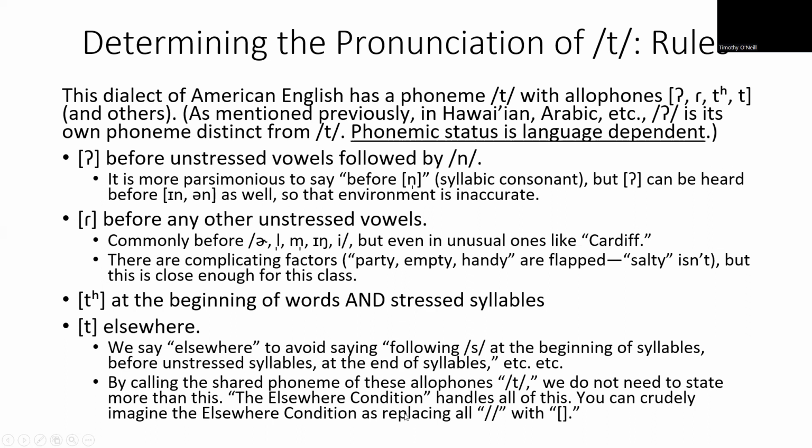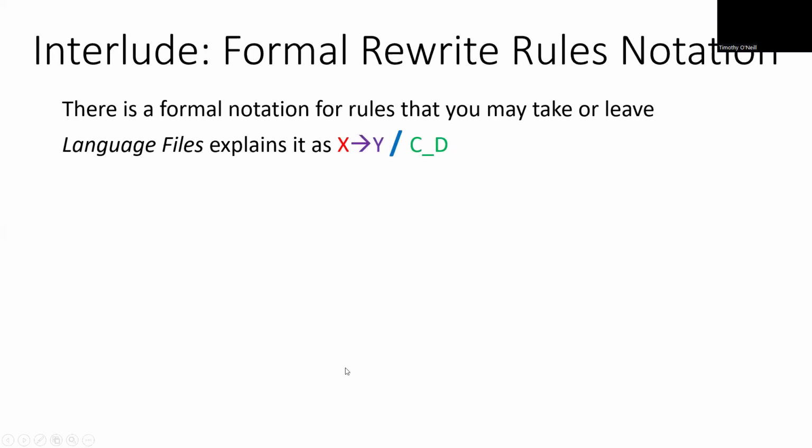So like I said before, we call the phoneme T because that's the elsewhere one. And that allows us to not have to state a rule for where T occurs. It's just everything that's left. So you can crudely think about it as it takes the slashes, turns them into brackets. And now we're going to take this distribution that we've discovered and make it into a rule.